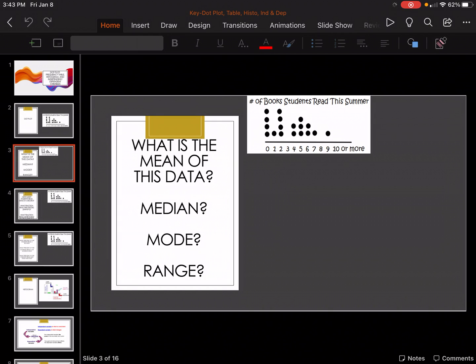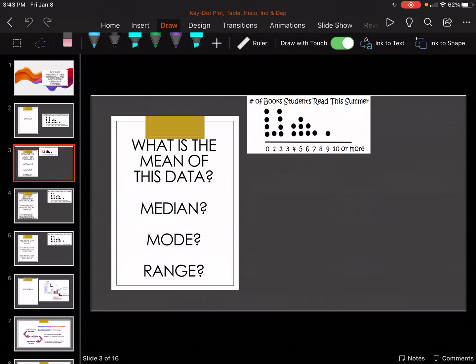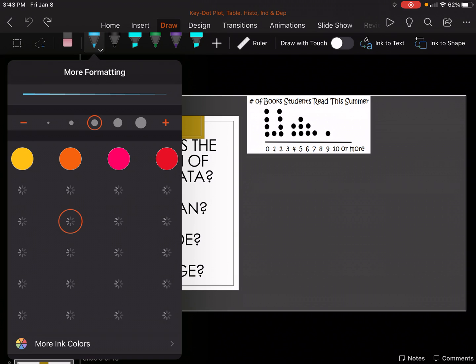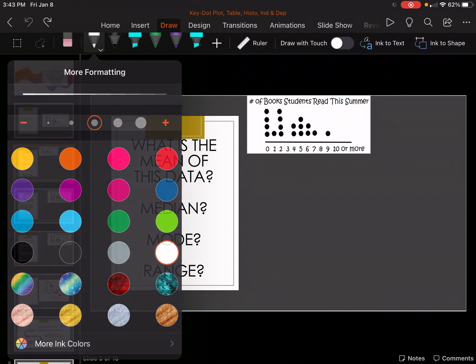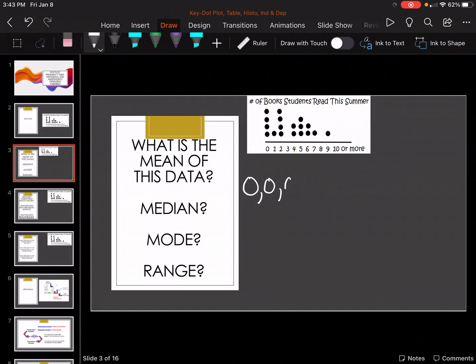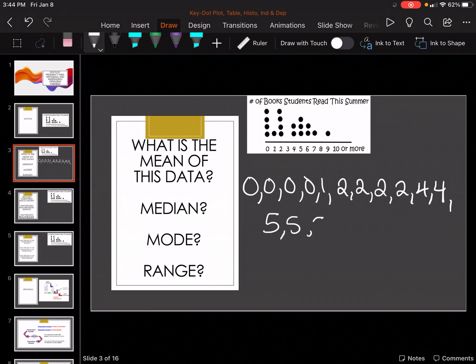Okay, so now we're going to find the mean, median, mode, and range. So let's start and write our data set. So we have 0, 0, 0, 0, 1, no 3s, 2 4s, 3 5s, 2 6s, 7, and a 9.